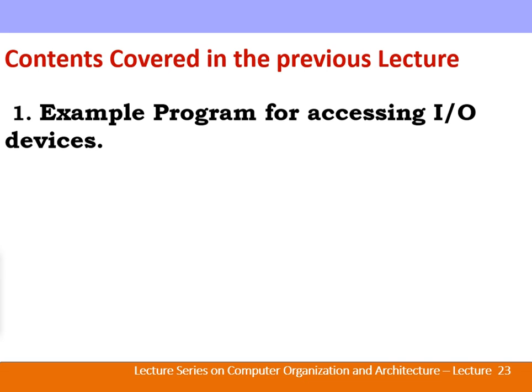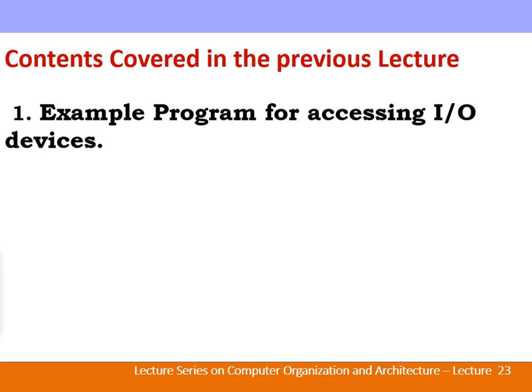So we have discussed how a data transfer takes place between the processor and an IO device in a computer system. We used an example program connecting IO devices like a keyboard and display to the computer system, and we discussed the registers associated with the keyboard as well as the display device.